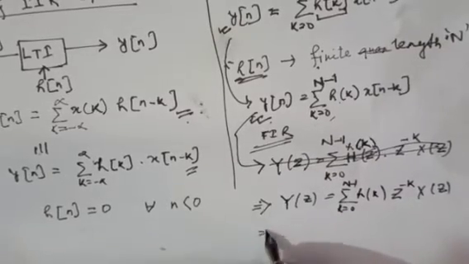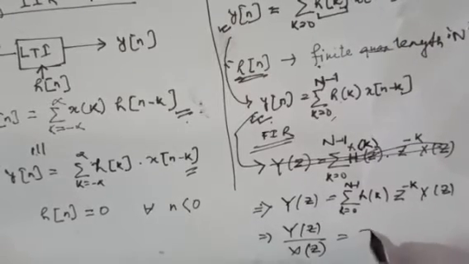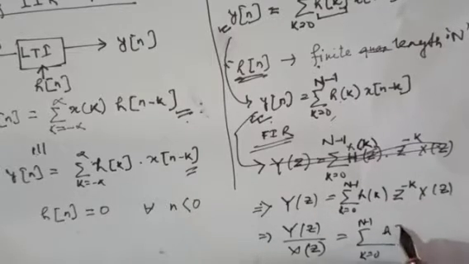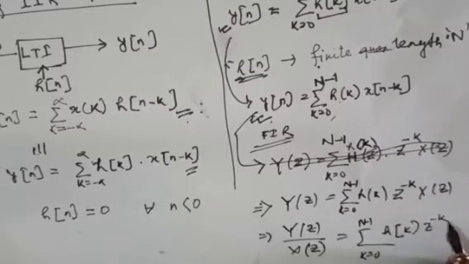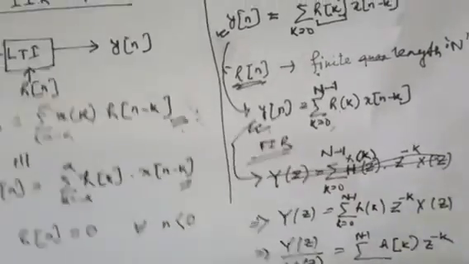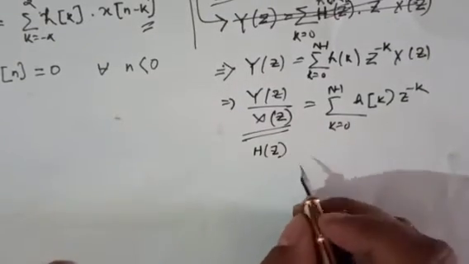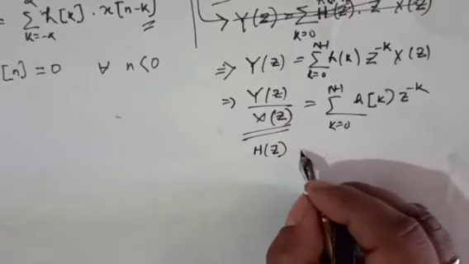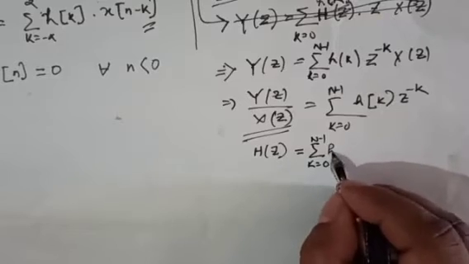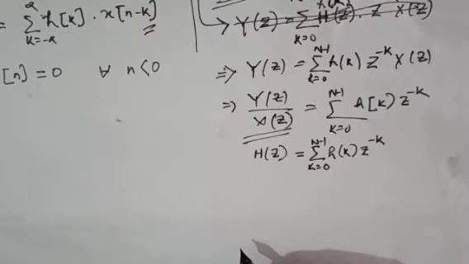So therefore y of z divided by your x of z is equal to summation over k 0 to n minus 1 h of k into z to the power minus k, and this term is your h of z. So your h of z is equal to summation over k 0 to n minus 1 h of k z to the power minus k, okay.